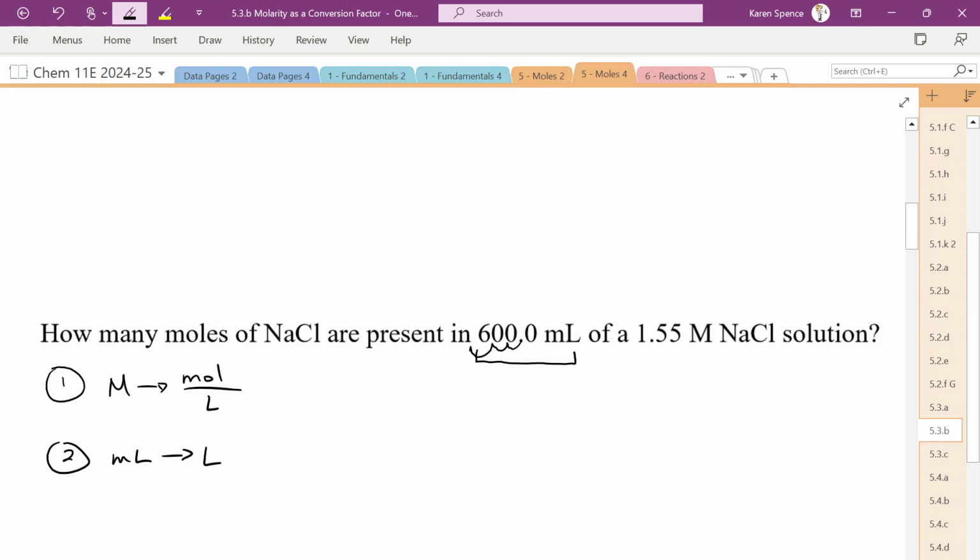0.6. And don't forget, you've got 1, 2, 3 significant figures, so we need to have our 1, 2, 3 significant figures. Okay, that's liters. And we have a 1.55 molar, so that's going to become 1.55 moles per liter.